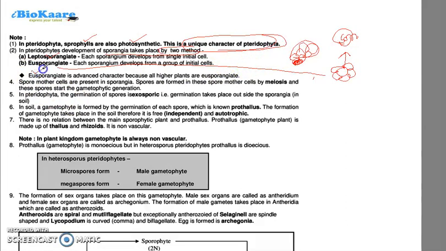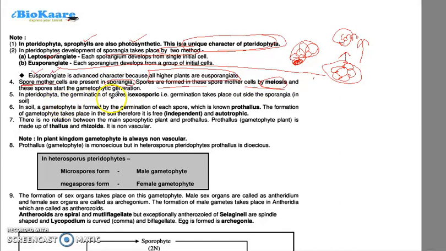Eusporangiate is an advanced character of higher plants. Got it? Eusporangiate means a group of initials is present, and this group of initials gives rise to the sporangia. Spore mother cells, which are 2n, are always present inside sporangia. So inside sporangia spores are produced, and meiosis normally takes place inside sporangia.